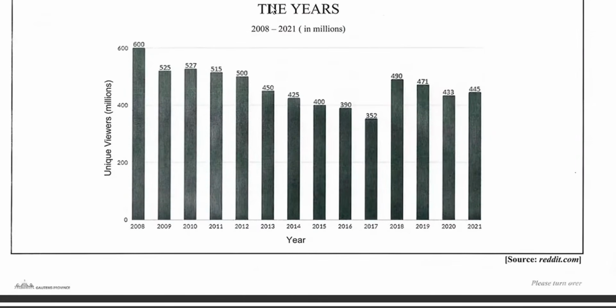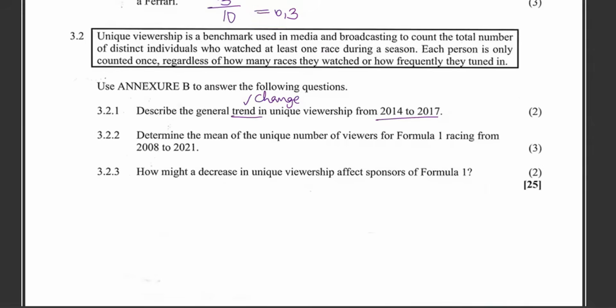So now they're asking us from 2014 to 2017. Look at that. It's a what? A decrease. In other words, what are you going to say here? These are 2 marks. So you only say there was a decrease. There was a decrease.